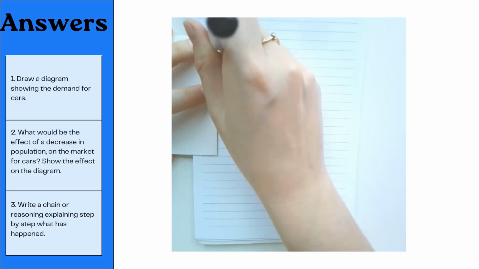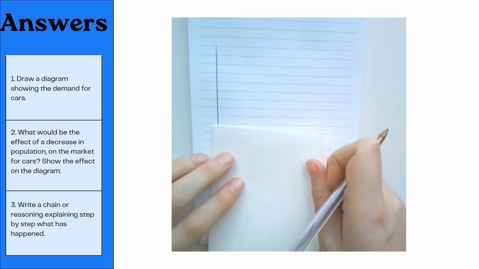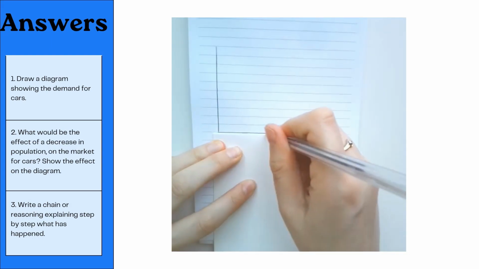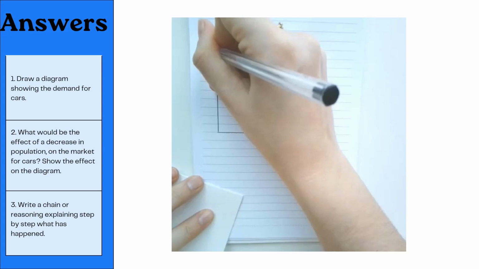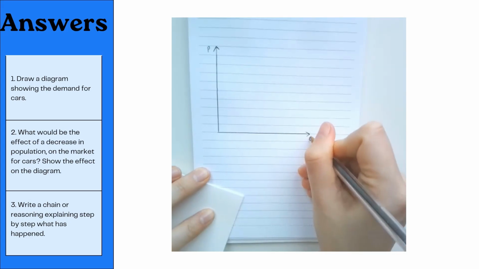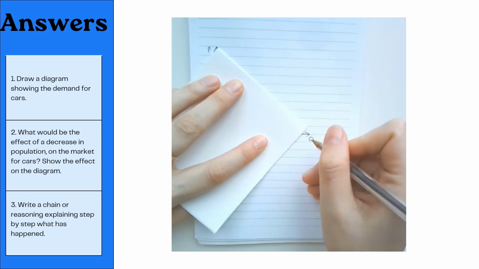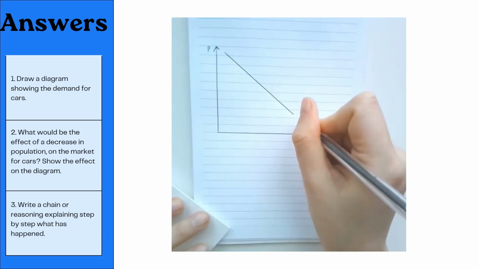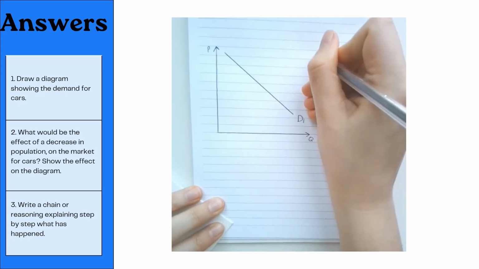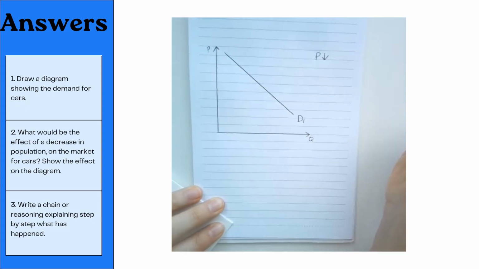Okay, let's see how you got on. First of all, we're going to use a straight edge to draw our axes. We've got price on the y-axis, and we've got quantity on the x-axis. We're then going to draw demand sloping downwards. I'm going to label it D1. This is going to be the demand for my market of cars.